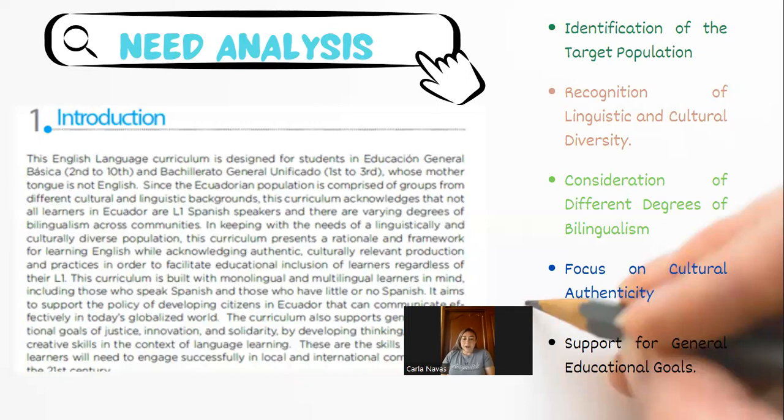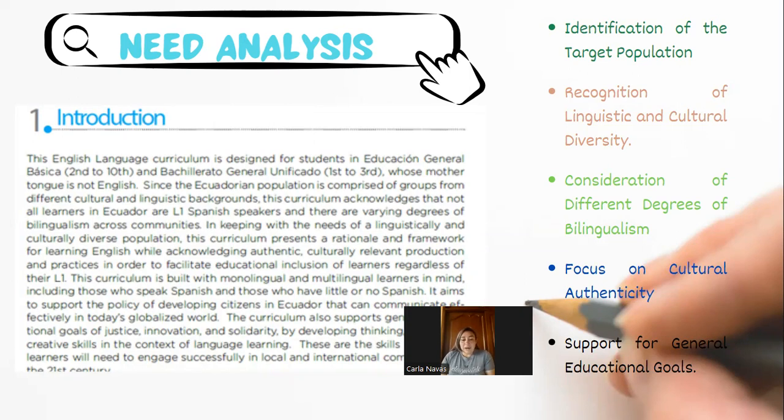The next part is focused on cultural authenticity. The curriculum emphasizes the importance of authentic production and culturally relevant practices. This approach suggests that the curriculum is concerned with making English language teaching meaningful and applicable for the student's context.